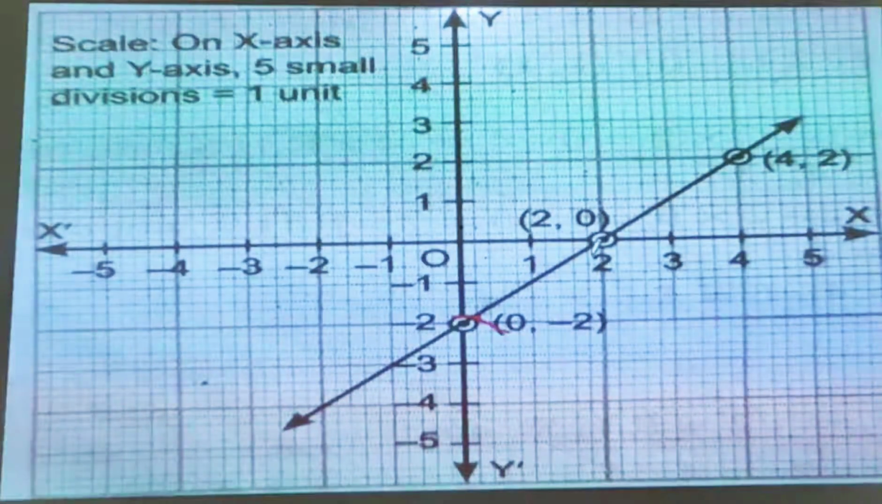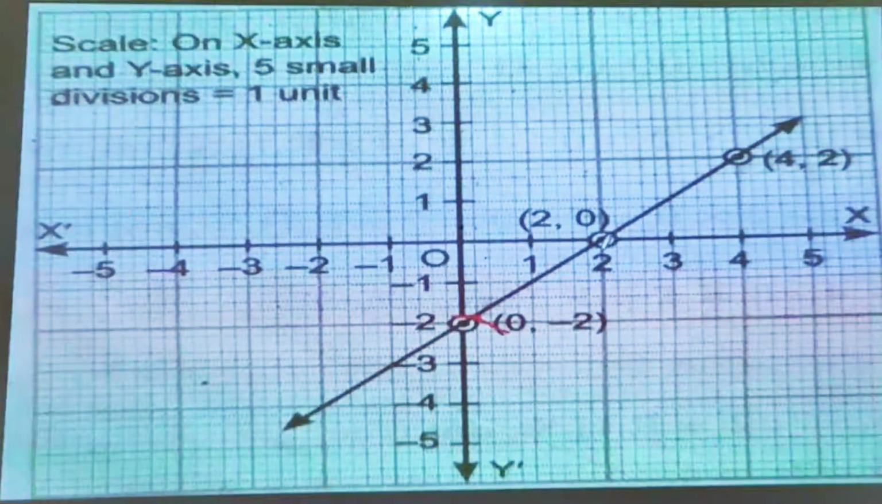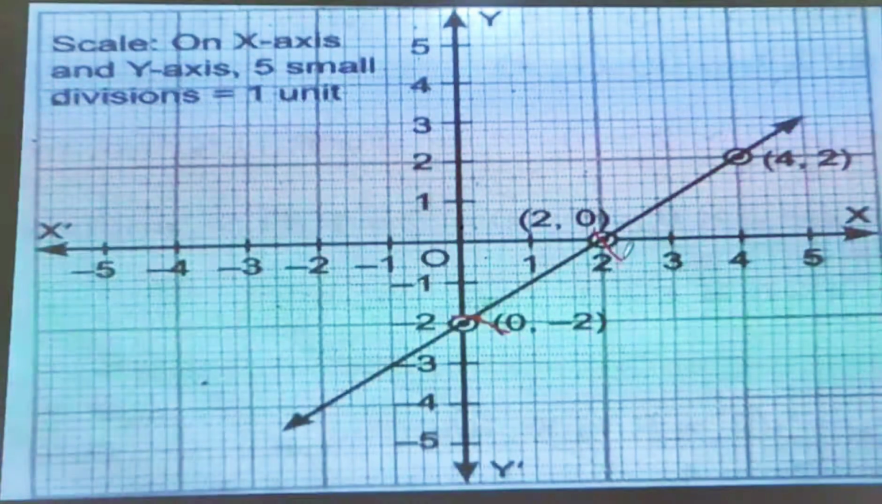Again, the y coordinate value is 0, so it will be on the x-axis. You can see x is positive, so it will come on the right hand side. So this is our point (2, 0). And our third pair is (4, 2).